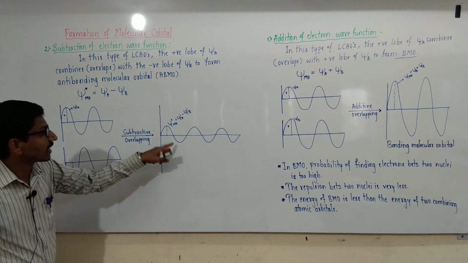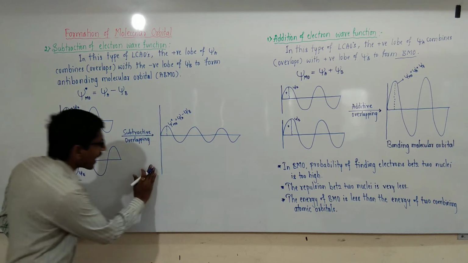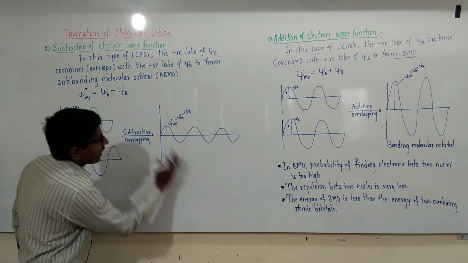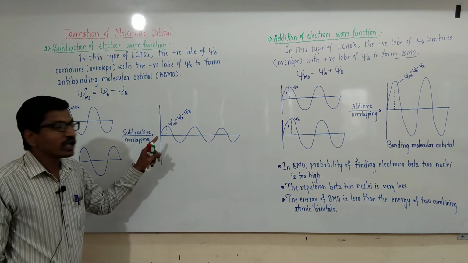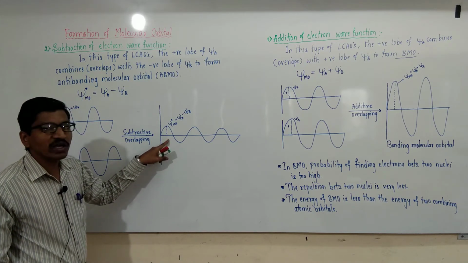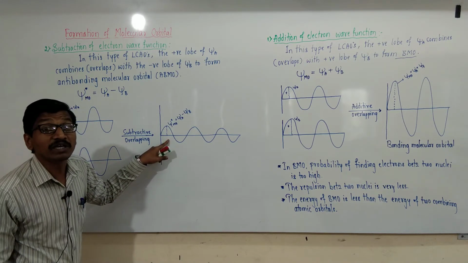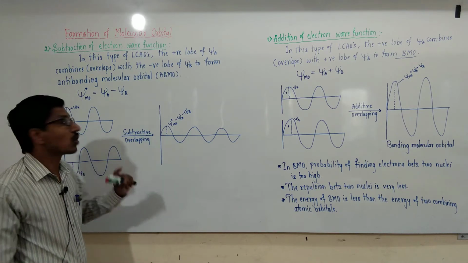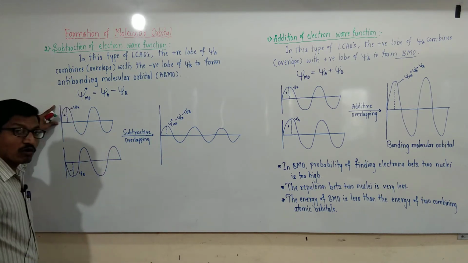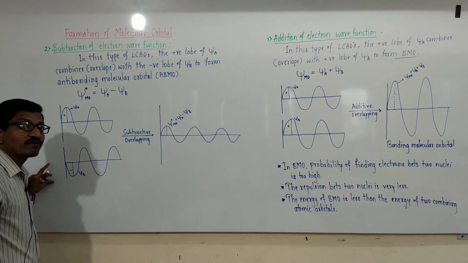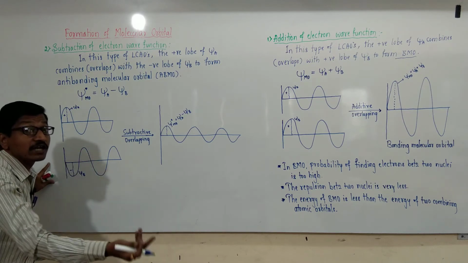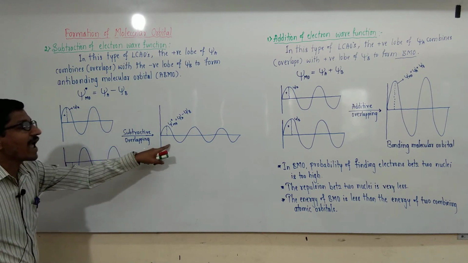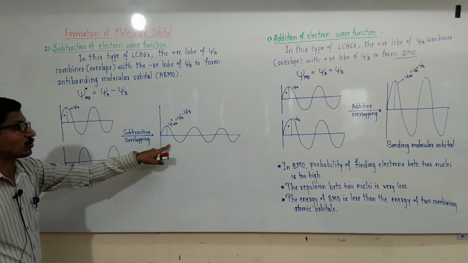Here what happens is subtraction. Sometimes the anti-bonding molecular orbital's amplitude may be 0, because the amplitude of psi A is equal to the amplitude of psi B with unequal signs, then the amplitude becomes 0.